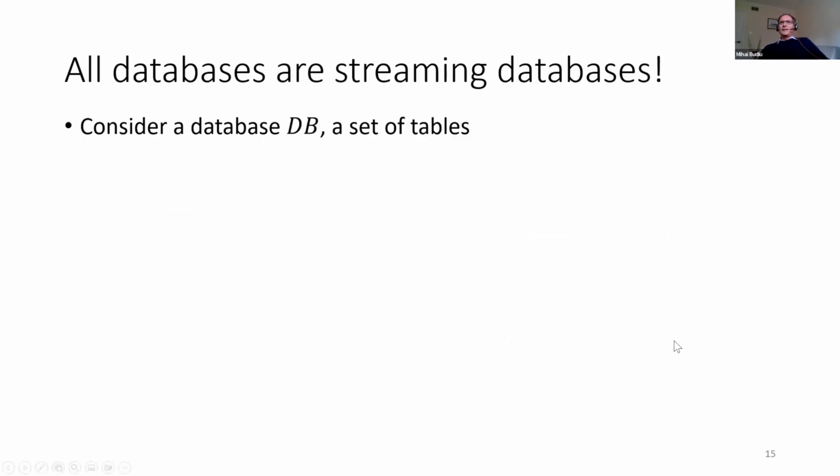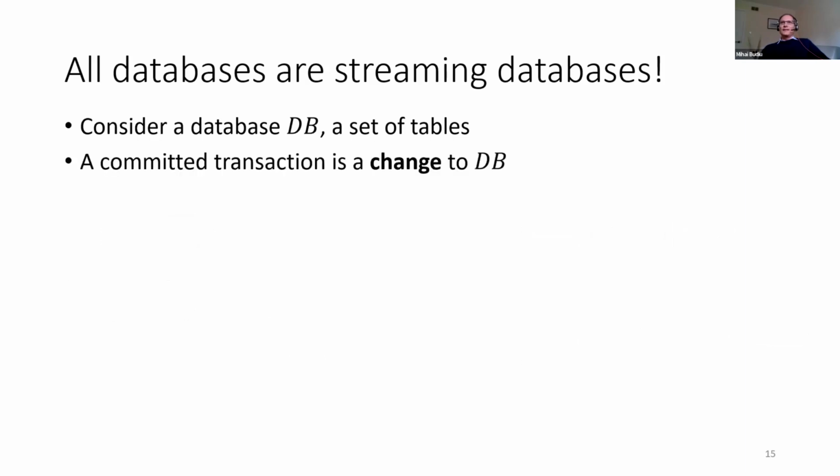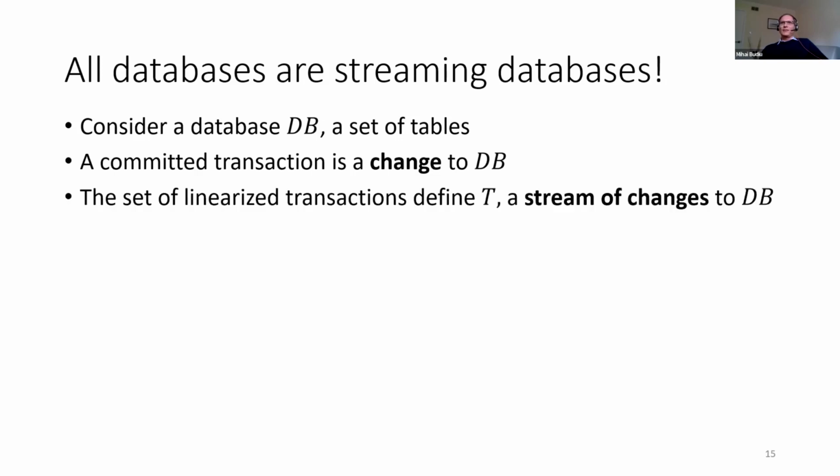All right, so let's take a database, which is just a set of tables. And consider a committed transaction to the database. What is a transaction? It's a change that you are applying to your database. Now, we all know that transactions have the very nice property that they form a linearized stream. So you can think of the transactions as forming a stream. T0 is the first transaction applied to your database, T1 is the second one, and so on.